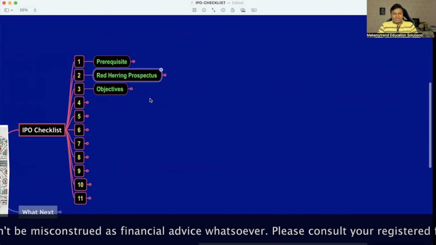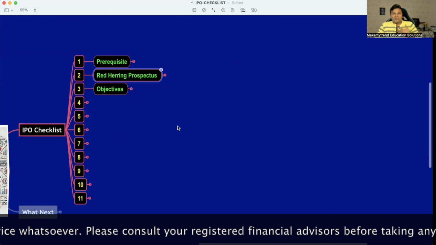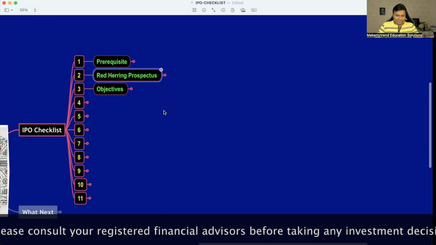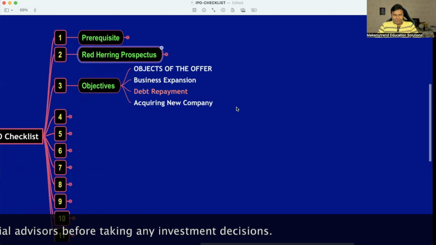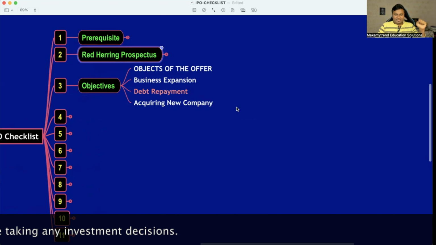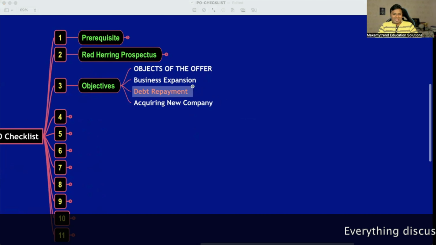The third thing which we wanted to discuss is, before applying for any IPO, you must know what the objectives of those IPOs are. Now, how will you find out the objectives? Typically, whenever an IPO comes, there are three types of objectives. The first one is business expansion, they want to expand their business. The second is debt repayment, and the third is that they want to acquire new companies. Whenever we find that the debt repayment is high, that is a red flag. So we should avoid those sort of IPOs which have a lot of debt to be repaid from the IPO money.